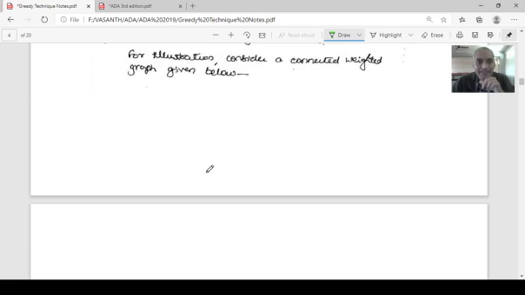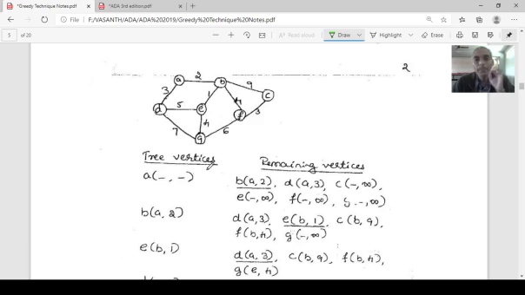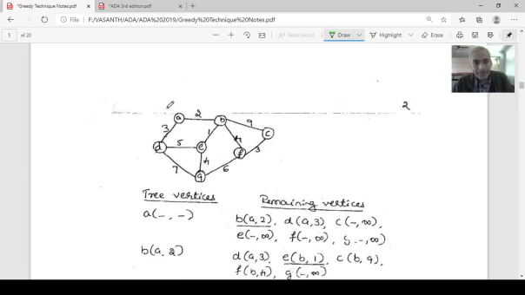Now let us take an example and try to understand how we are going to calculate. So this is the given graph for us. Now how many vertices are there? 1, 2, 3, 4, 5, 6, 7. So there are totally 7 vertices in our graph. It is a connected graph. It is a weighted graph, right?